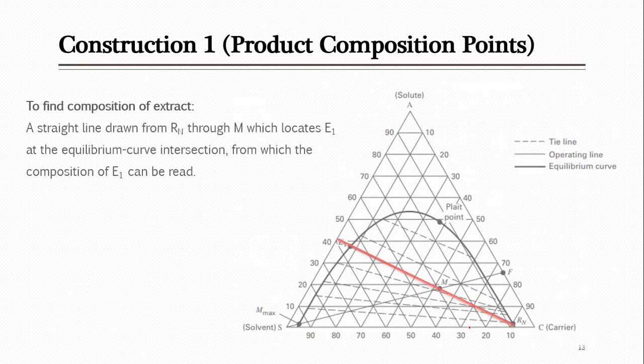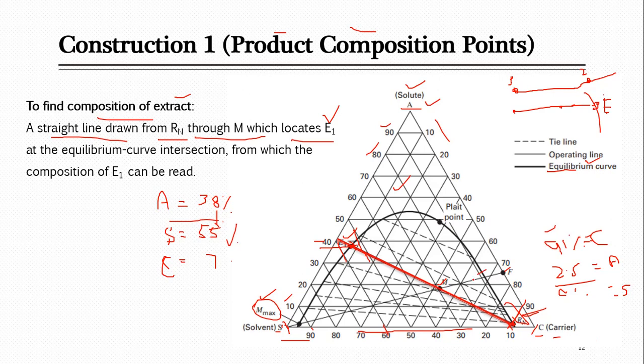Maybe you will be thinking that on the other end, the raffinate side, the feed-solvent line is also intersecting the equilibrium line. No, we have to look at the point close to the maximum solvent amount, and the maximum is 100% at this corner.